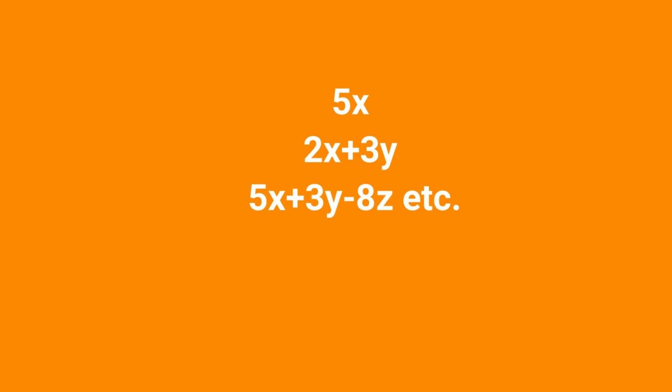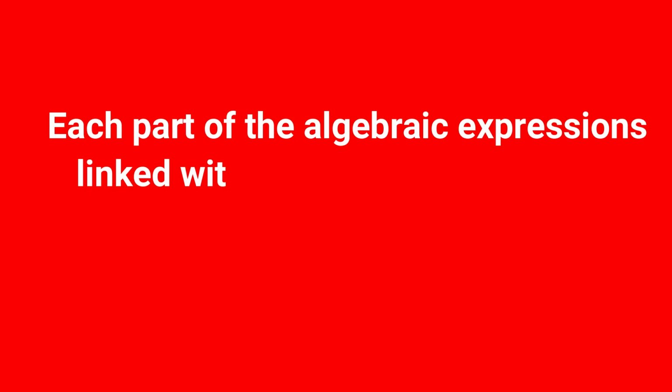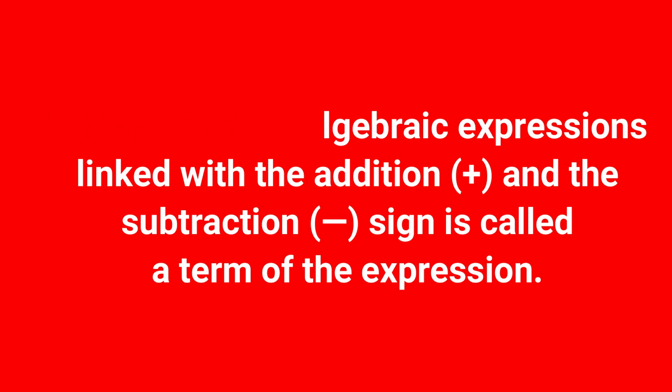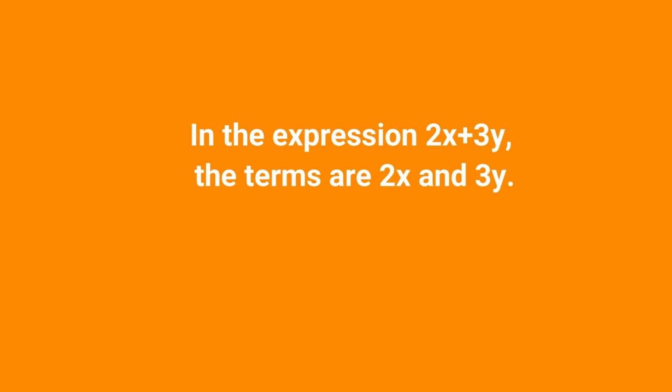are algebraic expressions. Term. What is called term? Each part of the algebraic expressions linked with the addition and the subtraction sign is called a term of the expression. For example, in the expression 2x plus 3y, the terms are 2x and 3y.